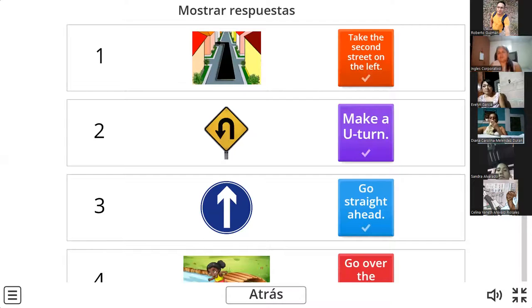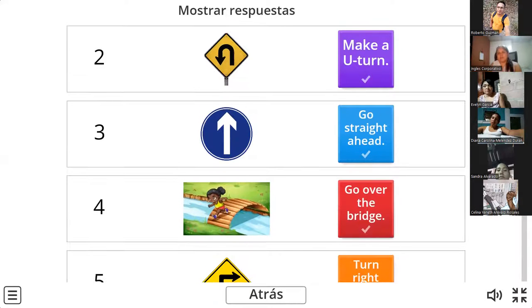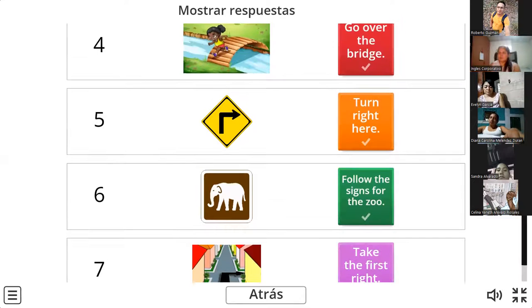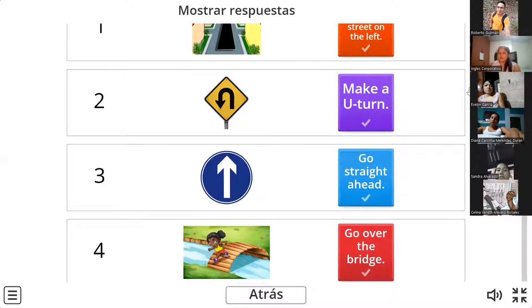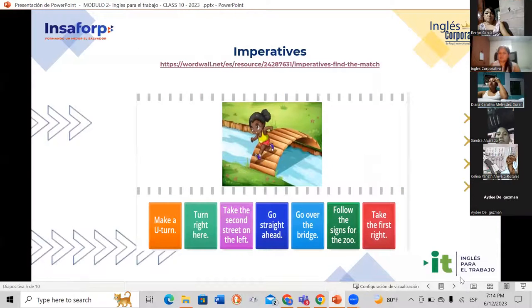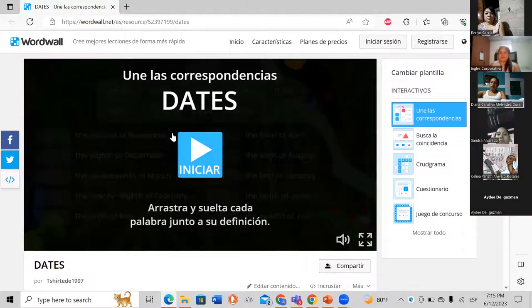Okay, do you have questions about this? Vocabulary? No? Okay, everything is okay. We're going to move on. And now we have a practice here with the dates.